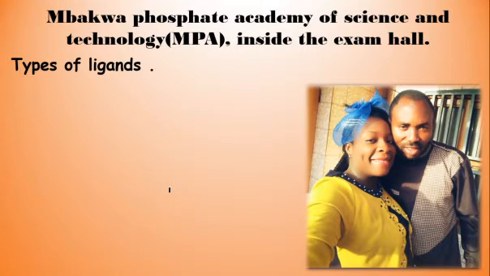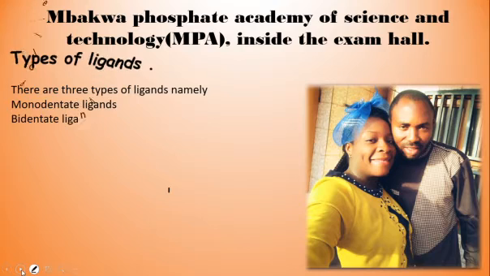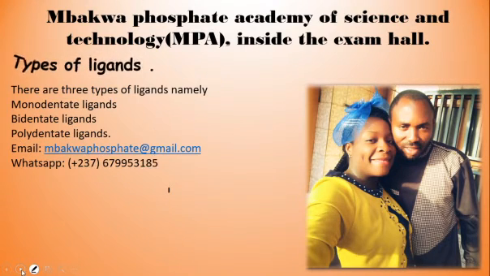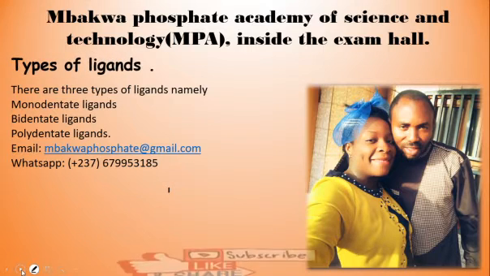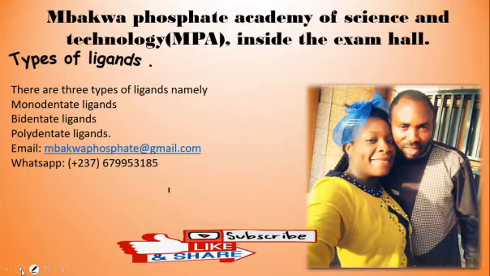Today I will be looking at types of ligands with you. There are three types of ligands, namely monodentate ligands, bidentate ligands, and polydentate ligands. At the end of this lesson, you will be able to know exactly what a monodentate ligand is, what a bidentate ligand is, and what a polydentate ligand is.